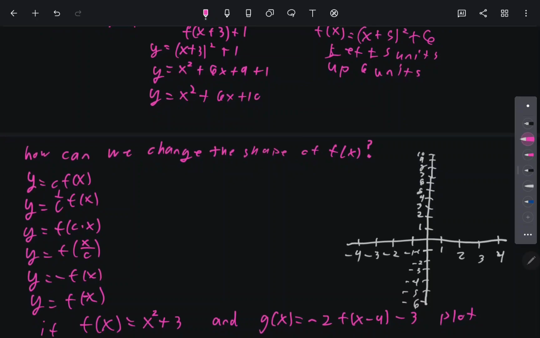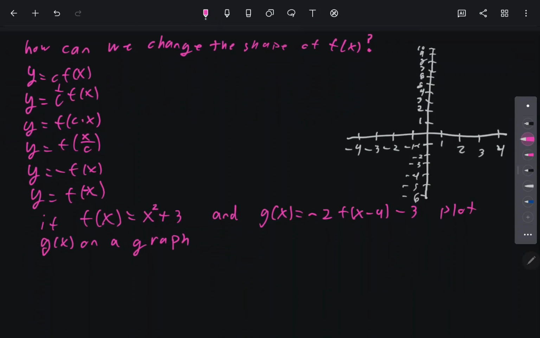Moving on, today's video should be a lot shorter than yesterday's. We have vertical and horizontal stretching and reflection.